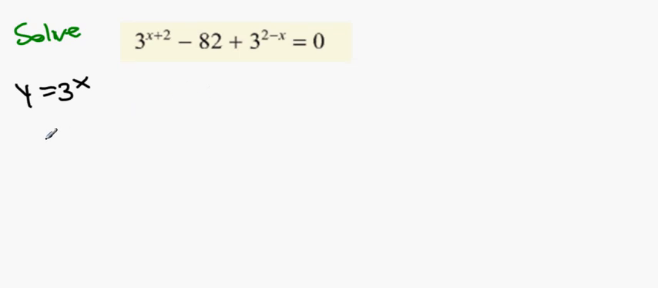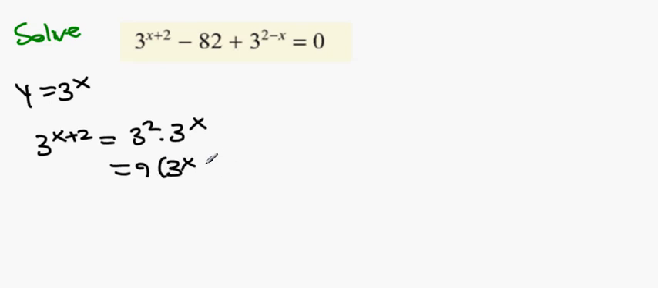And when you let y equal 3 to the x, what's going to happen is we're going to change 3 to the x plus 2. We're going to use the rules for this. It's going to be 3 squared multiplied by 3 to the x, which is going to be 9 times 3 to the x, which is going to be 9y.